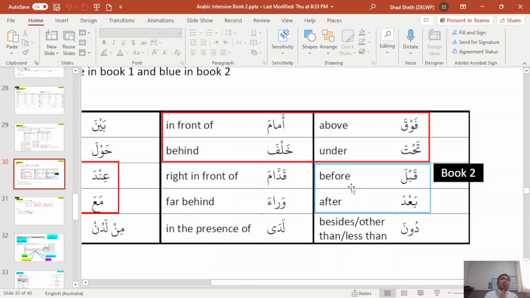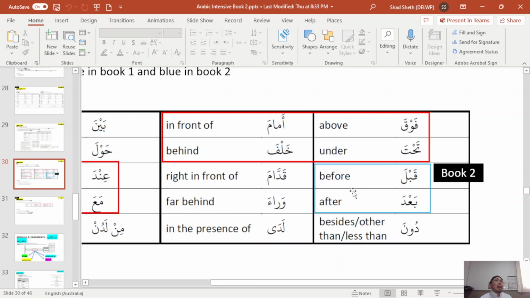But the rule is actually the same as what we learned in book one. It's mudaf, and after mudaf must be mudaf ilaih, and must be majrur. That's all. So the two things that we are adding into our vocab are before and after. Let's say, for example, you want to say after me. How do you say after me? Use the attached pronoun for me. See whether you guys can get it.